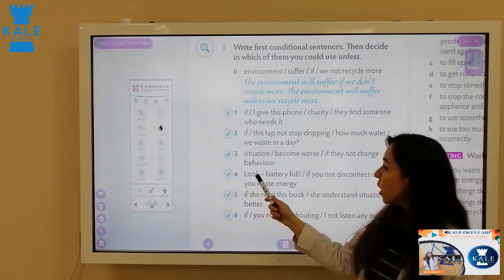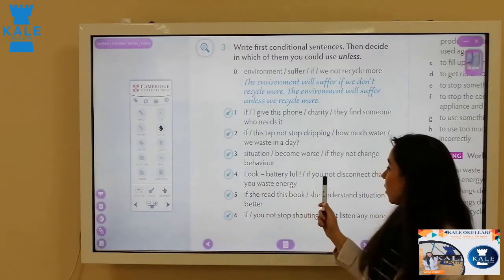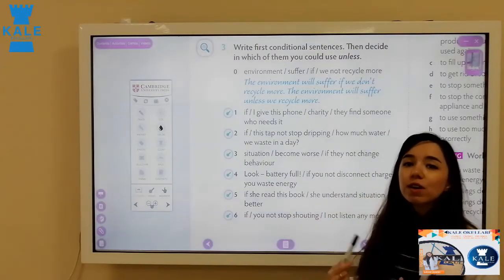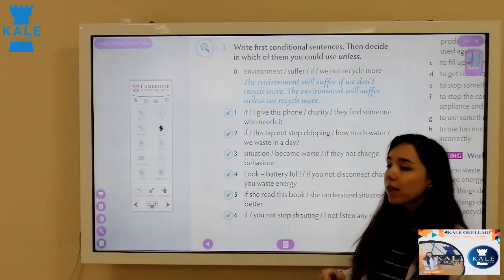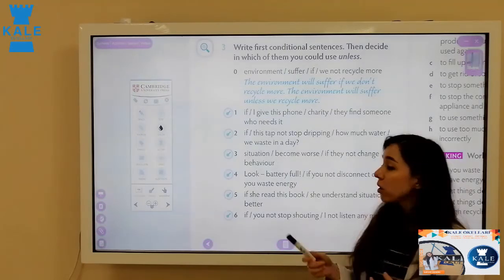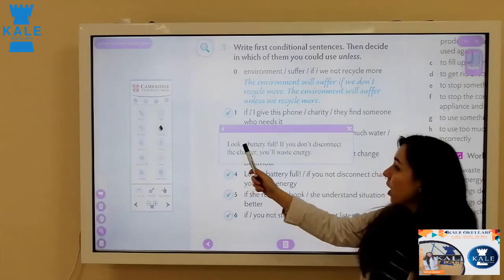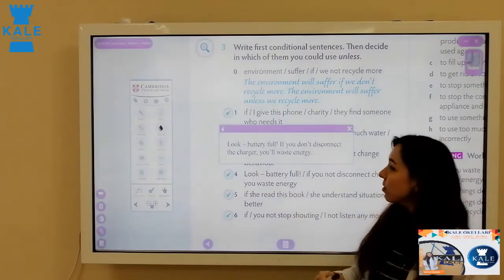Number 4, look at here. Look, battery full. If you don't disconnect the charger, you waste energy. What are we going to talk about? We are talking about a battery. We are going to talk about wasting energy. What is the answer here? Battery full. We know that the battery is full.